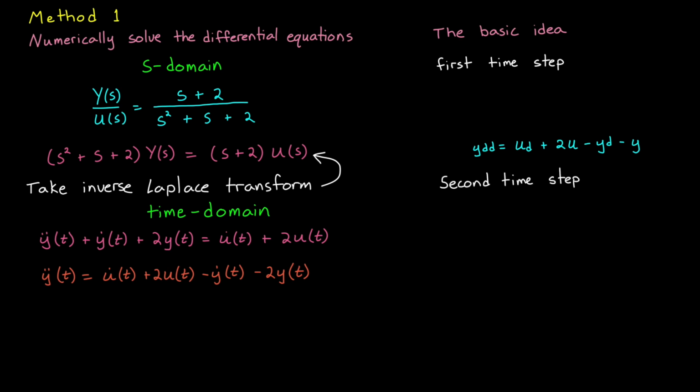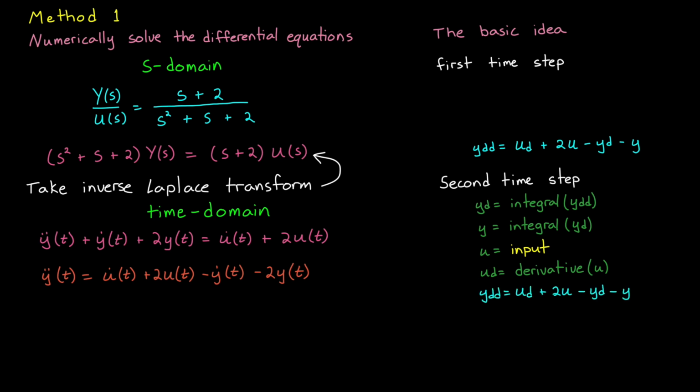Then in the next time step, we're going to integrate that y double dot to get y dot, and then we'll integrate y dot to get y. The input u is what's passed to the transfer function, so we always have a current u, and we can take the derivative of that to get u dot. Okay, so now we have all of the information we need to solve for y double dot again, and then we can move on to the next time step, and the process just repeats itself.